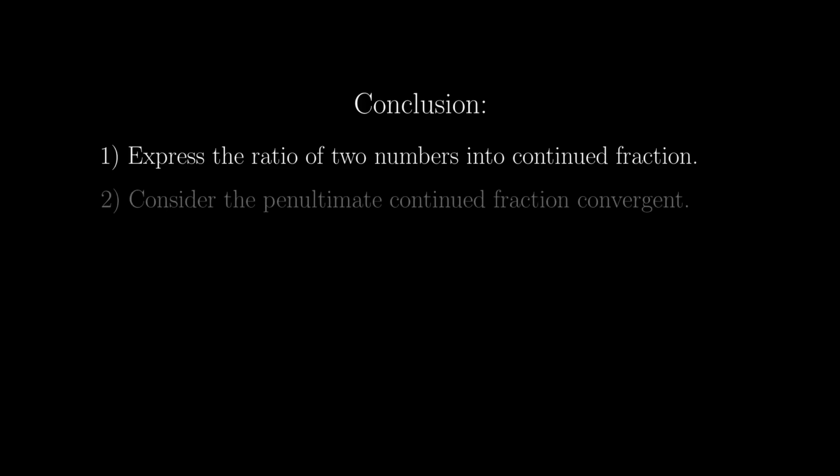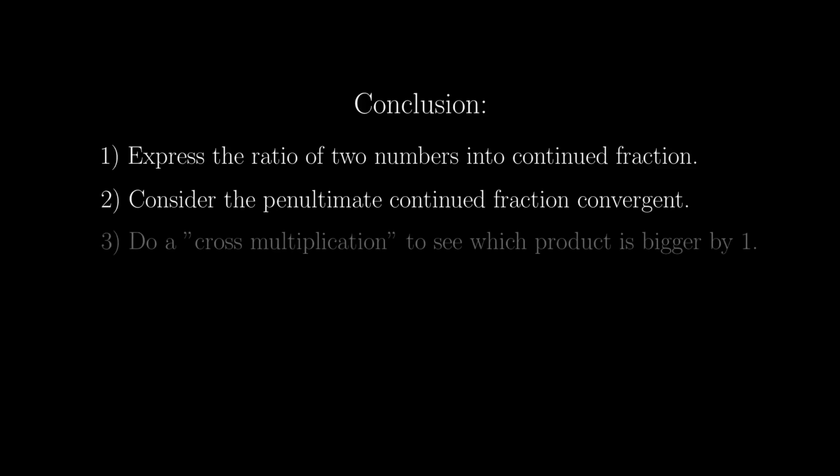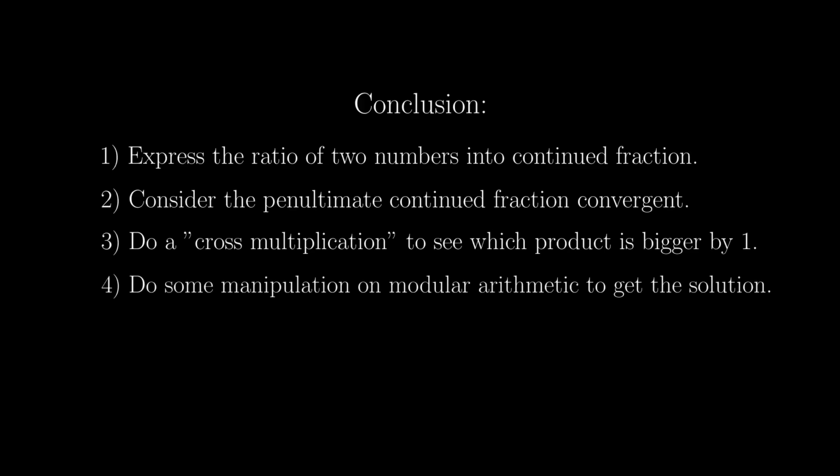As a summary of the entire process, we first considered a continued fraction expression, like 415/31 in the example. Then we consider the second to last continued fraction convergent. It can be done directly or using the property of continued fraction mentioned in the first ever video on Mathemaniac. Then do a cross multiplication to see which product is bigger. Finally, do some polishing on modular arithmetic to get the final answer. For example, in the case above, we need to multiply by -1 before multiplying by 9.